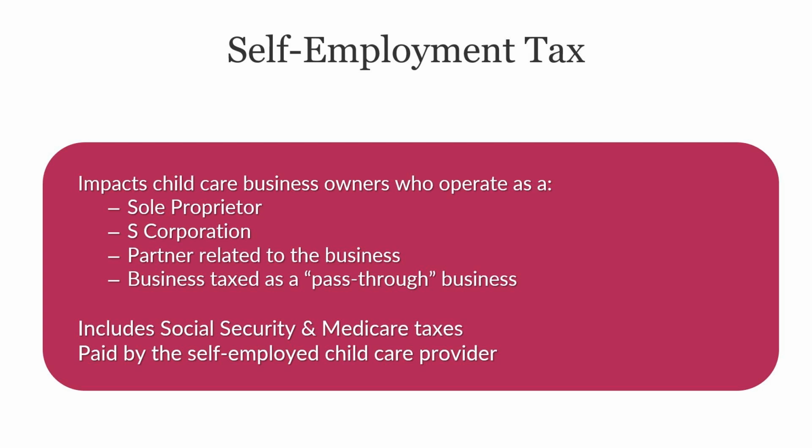Businesses who are taxed as pass-through businesses, where profit passes through the owner's personal income tax return, are affected by this tax rule. Self-employment tax includes both Social Security and Medicare taxes that self-employed child care providers must pay on their net earnings. Imagine you run a home-based child care service and your net income for the year is $40,000. You are responsible for both the employee and employer portions of Social Security and Medicare taxes on this income.